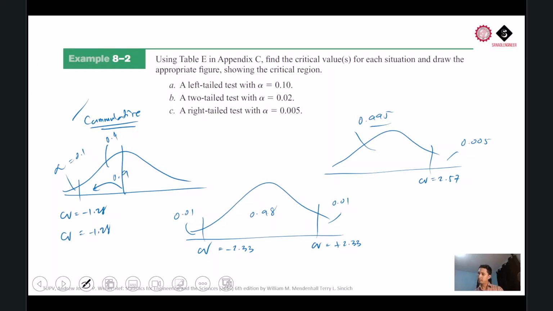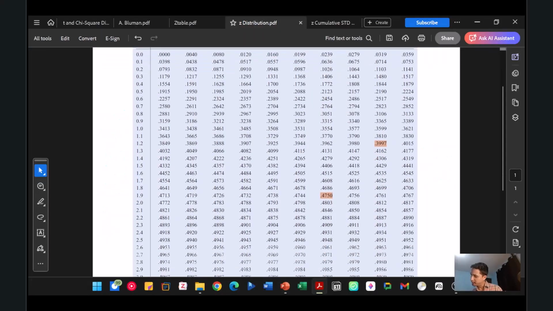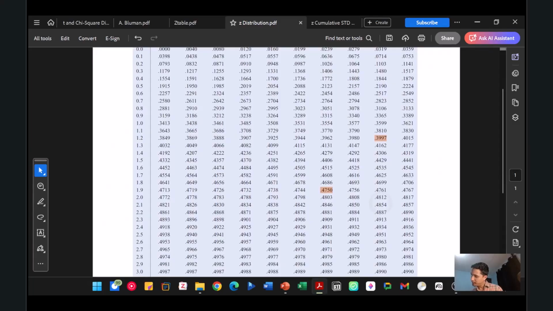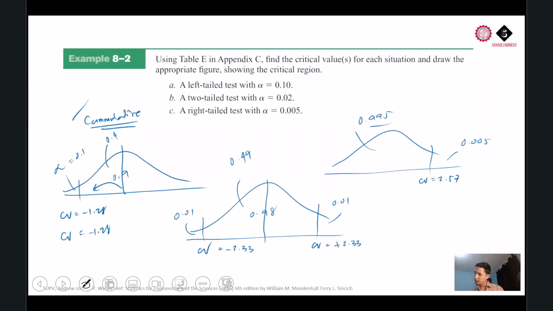Now, for the letter B, this is 0.49, okay? So I have to look for 0.49. 0.49 is here. So that is 2.33. Yes, again 2.33. So negative 2.33 here, positive 2.33 there.